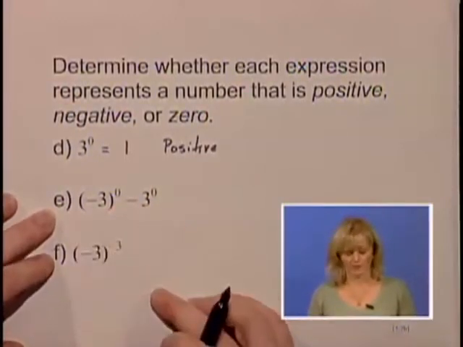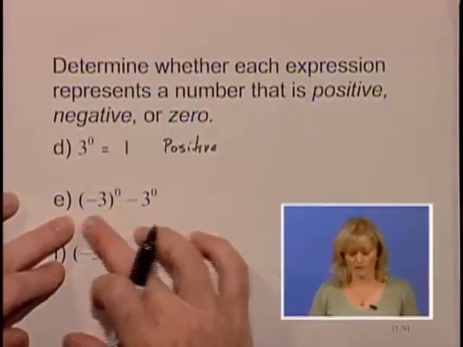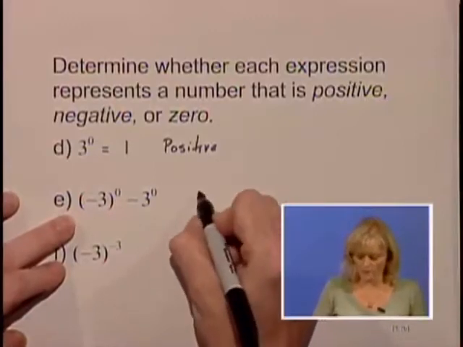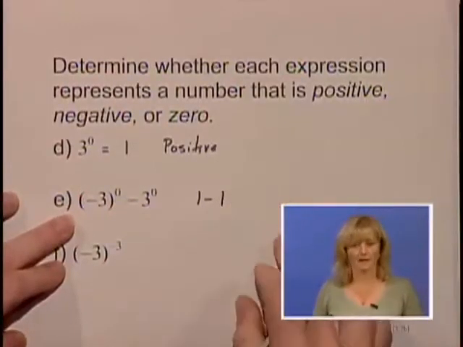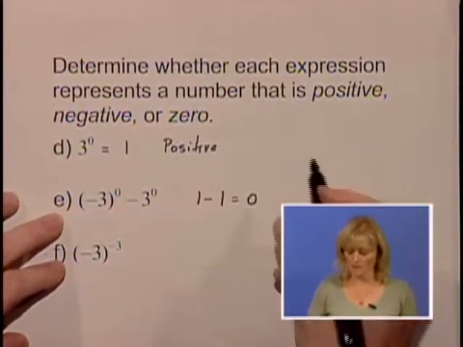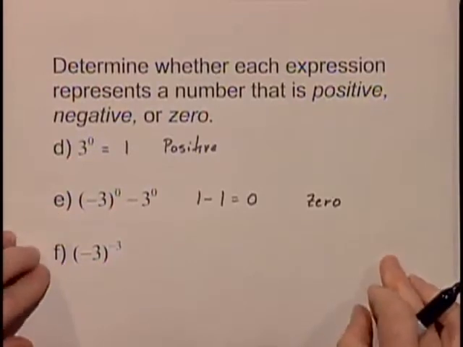Part E, quantity negative 3 raised to the 0 power minus 3 raised to the 0 power. We'll do each term separately, again noting that the definition of having 0 as an exponent, each piece will simplify to the value of 1. So we'll have 1 minus 1 for a value of 0. So we'll label that 0.